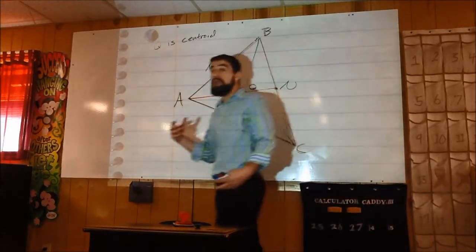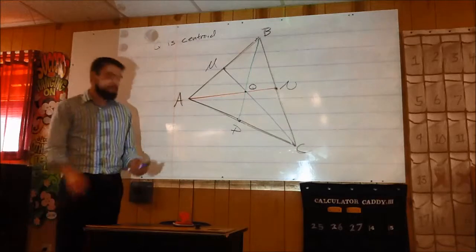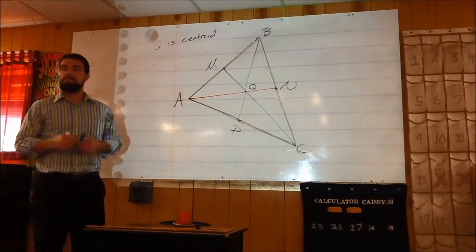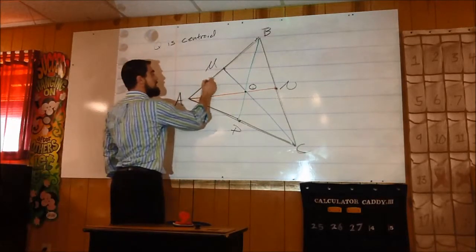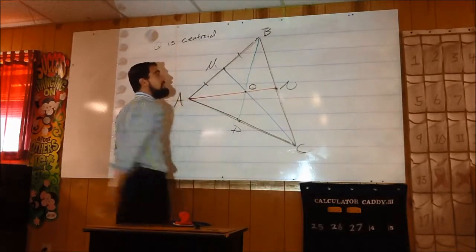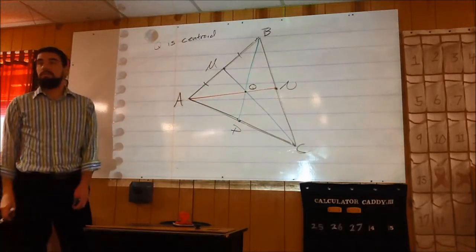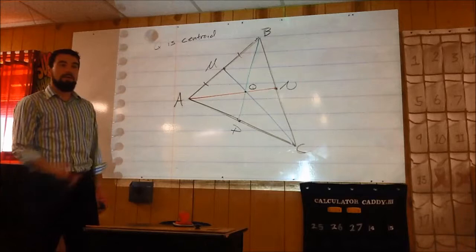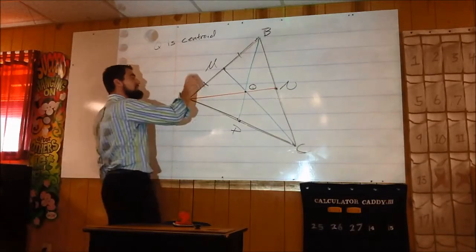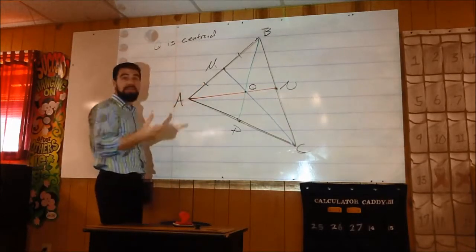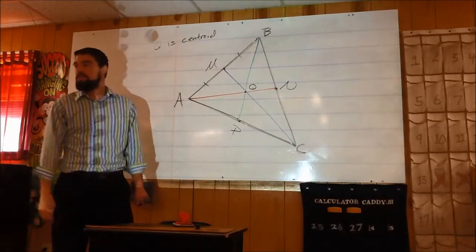Can someone tell me a set of congruent segments? Grace, what's up? Segment AM is congruent to segment MB. Why? Because of the definition of midpoint. Right, we know that those are the midpoints. The definition of midpoint says that it bisects that segment. Bisect means to cut into two congruent parts.